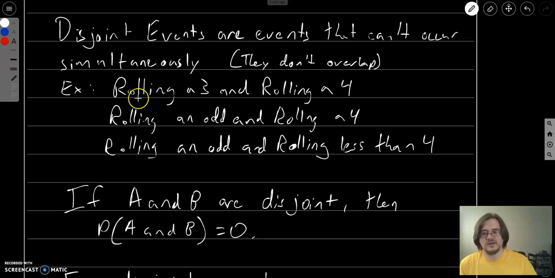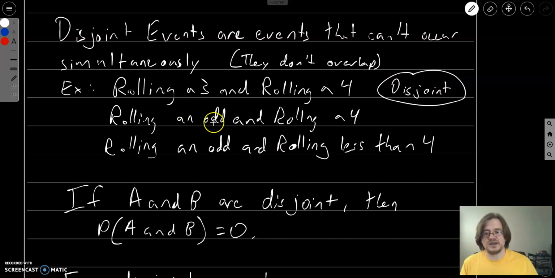So if we roll a die, we could look at rolling a 3 as one event and rolling a 4 as another event. Well, these two events can't occur simultaneously. You can't roll a 3 and a 4 at the same time when you only roll one die. So these are disjoint. Rolling an odd number and rolling a 4, okay, there's a few different ways you could roll an odd number. You can roll an odd number by rolling a 1, 3, or 5, but rolling a 4, they don't overlap. So these are, in fact, disjoint as well.